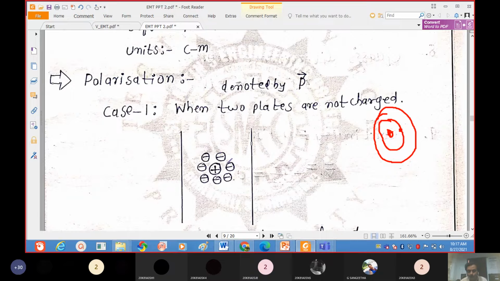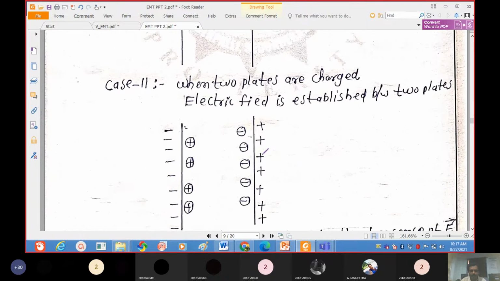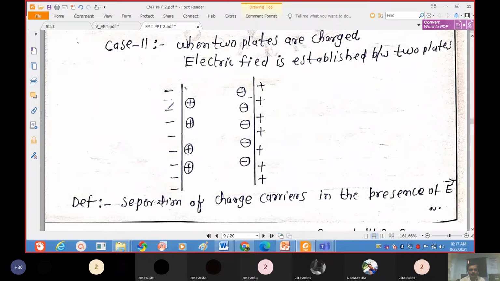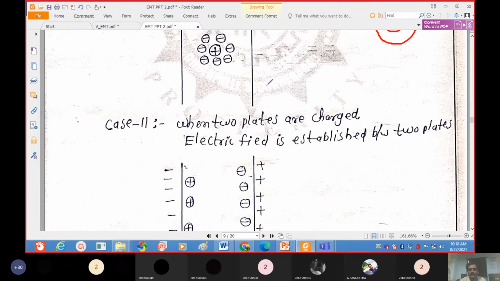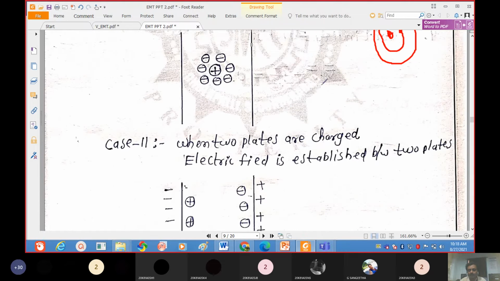Now we will apply the electric field, that is, the potential difference. Here we connect the negative charge, and here we connect the positive charge. If you connect the positive and negative charges, what happens? Inside the material, many atoms will be there.